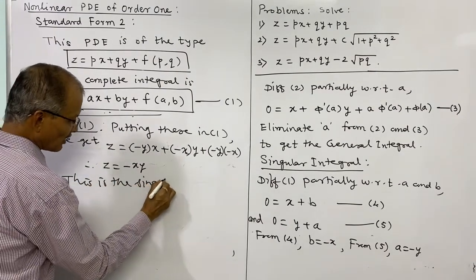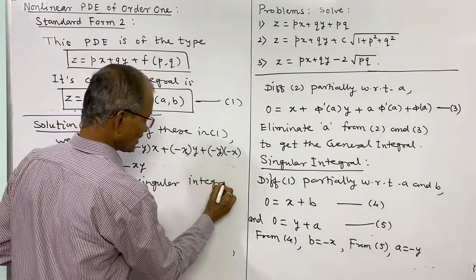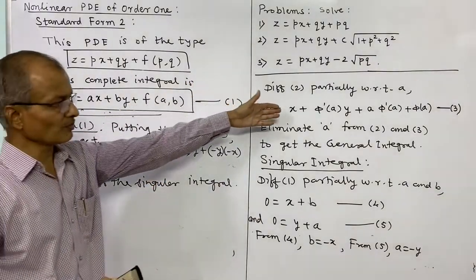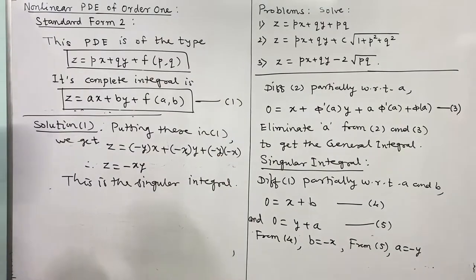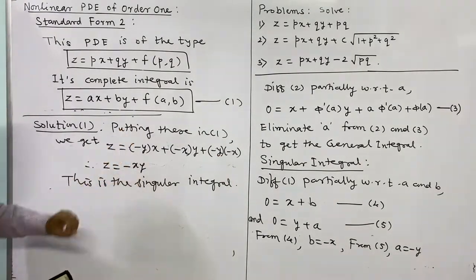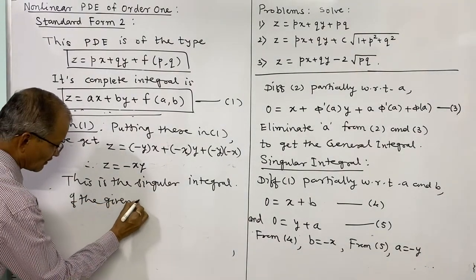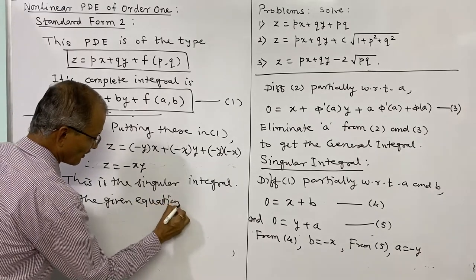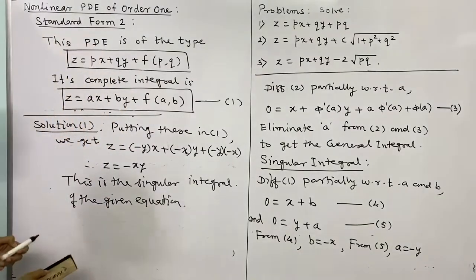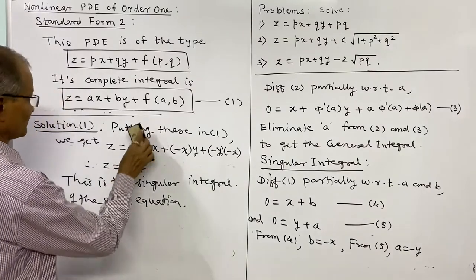So in this way we have obtained the complete integral, then the general integral, the procedure for obtaining the general integral, and the singular integral we have obtained. So z is equal to negative xy is the singular integral of the given equation. So this is the complete solution for the first problem. Now we shall consider the second problem, that is z is equal to p into x plus q into y, etc.